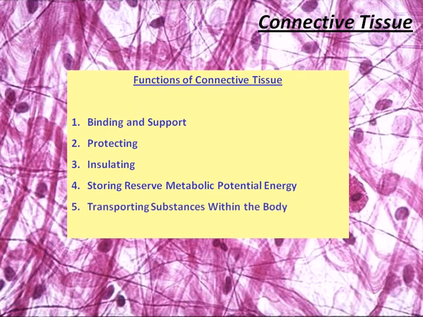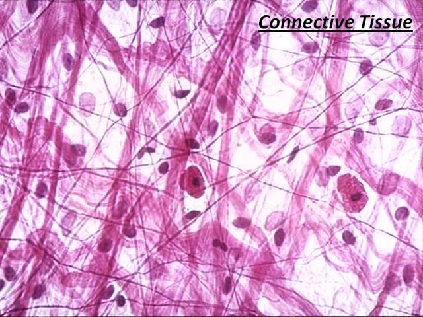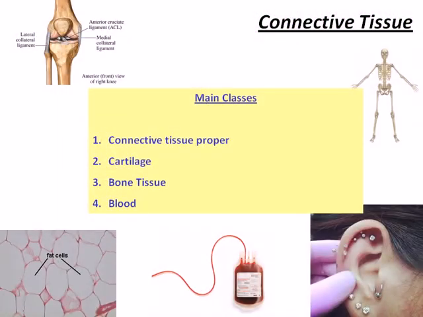These functions are evident when the four main classes of connective tissue are revealed. They include the large class of connective tissue called connective tissue proper, which includes adipose tissue, fat tissues, ligaments, and tendons. The other classes include cartilage, bone, and blood.